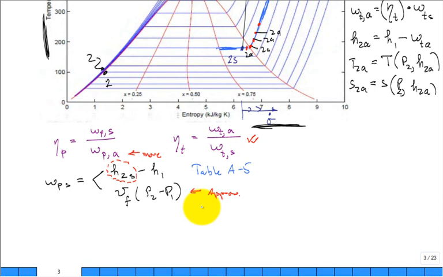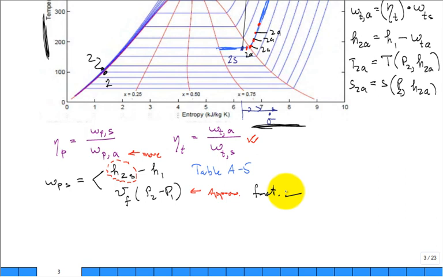You know, really go up to a couple, like 10 megapascal. Go way up there. So I try to caveat that. This is fast, but approximate. It's pretty accurate if you have modest pressure changes across the pump. If you have high pressure changes across the pump, go use table A5.